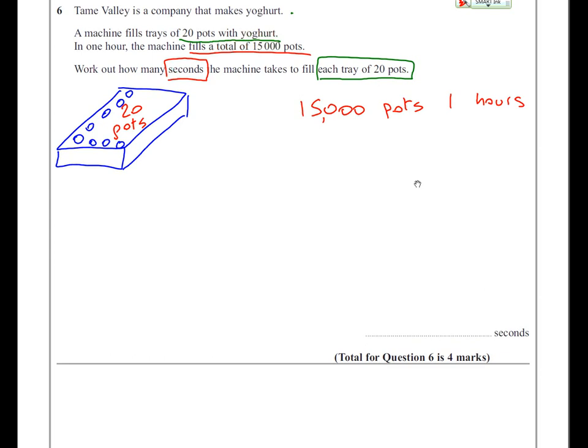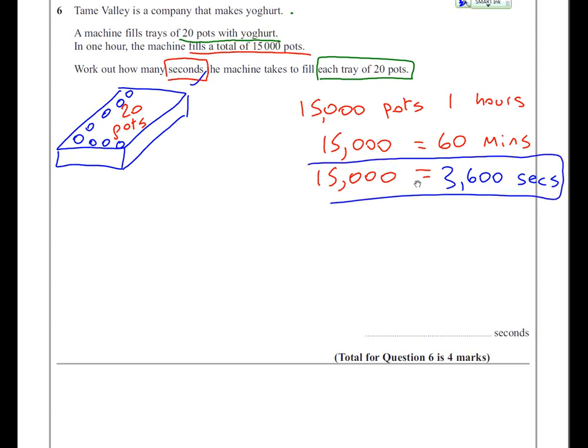So, 15,000 pots in 1 hour equals 15,000 pots in 60 minutes, equals 15,000 pots in, we want to change minutes to seconds now, so we're going to times by another 60, 60 times 60, 3,600. So we're in the right format now. We're in seconds like we wanted. Now we want to know how long to fill up a tray of 20 pots. So we're going to see how to get from 15,000 to 20.